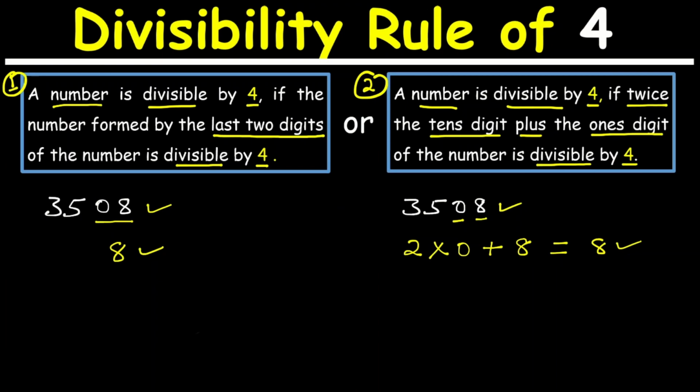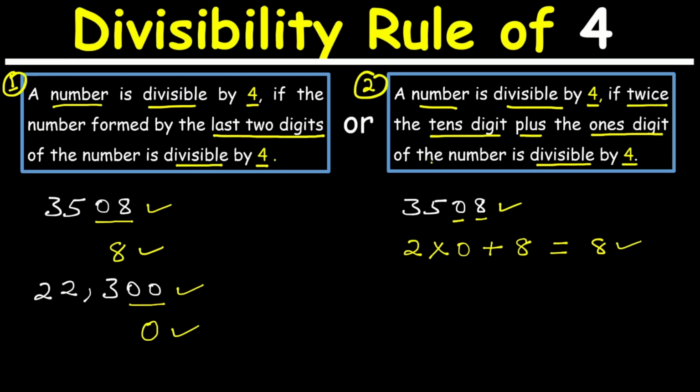Is the number 22,300 divisible by 4? Let's test it with the first rule. The number formed by the last two digits is 00, which is 0. And we know that 0 is divisible by 4 because 0 divided by 4 is 0. Therefore, as 0 is divisible by 4, the original number 22,300 is also divisible by 4.